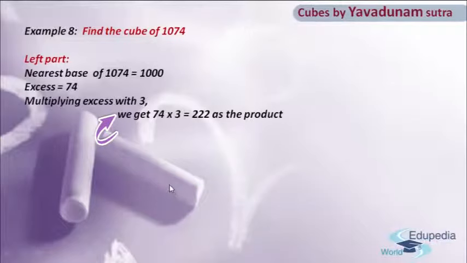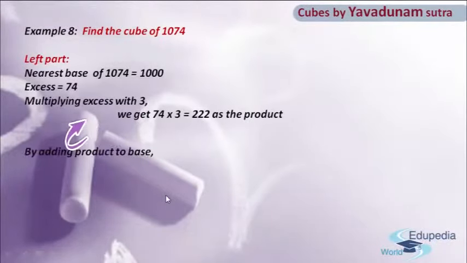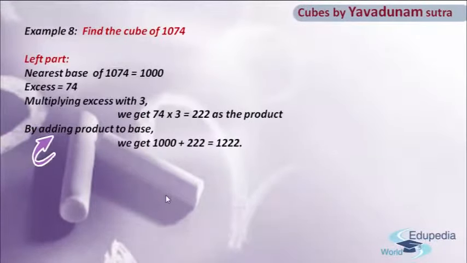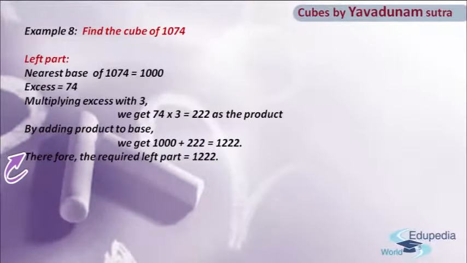After getting the product 222, we have to add this product to the base that we have. Therefore by adding 1000 plus 222, we get 1222. Now this 1222 is regarded as the required left part.